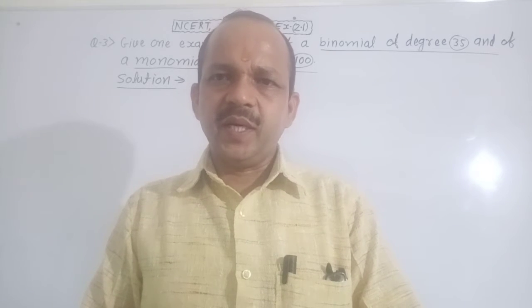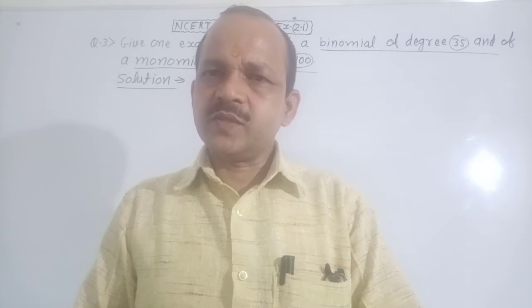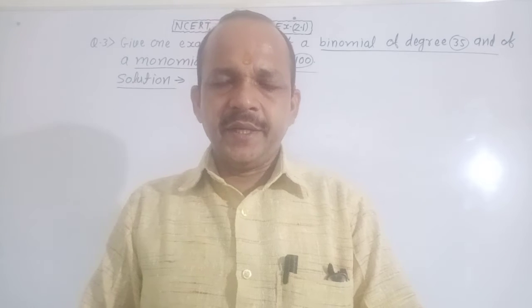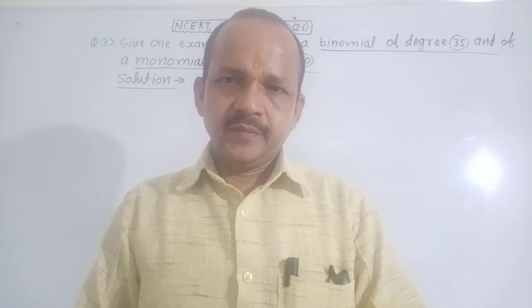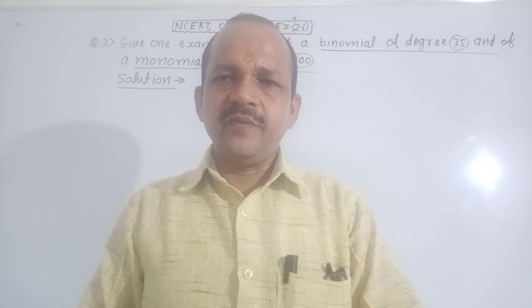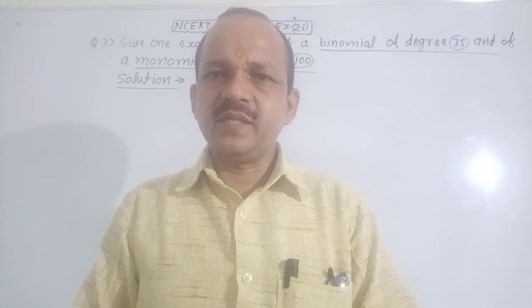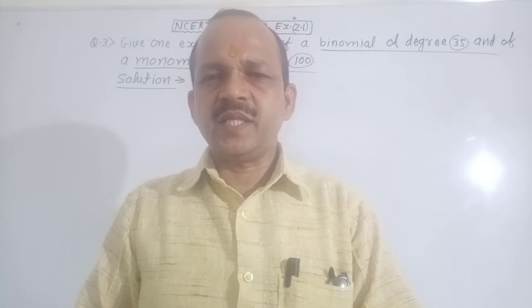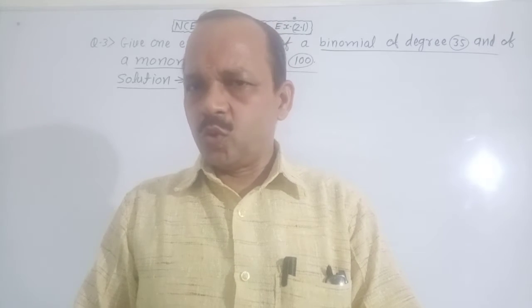For example, 3 by 4xy and 2 by 3, and so on. Next, binomial. A polynomial having two terms is called a binomial. For example, x square plus x, y power 35 plus 2, and so on.